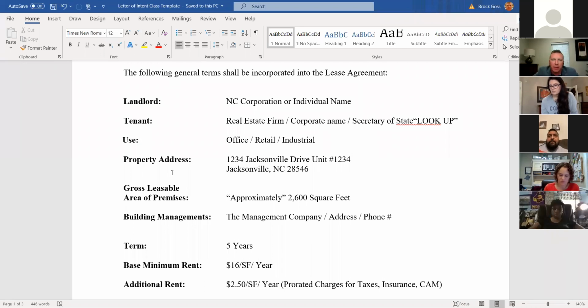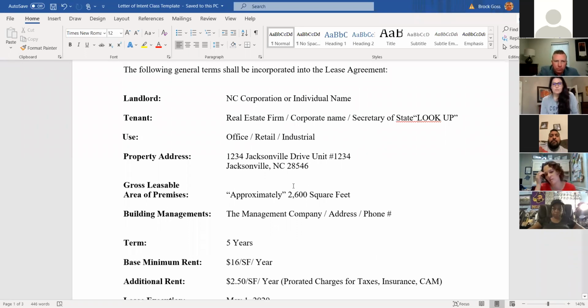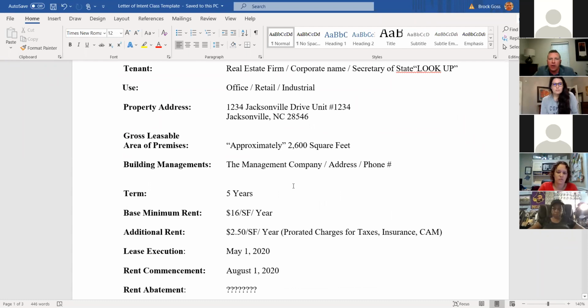Obviously, you want to identify the property address, and the reason that we're doing it again the second time is if there's a suite number or unit number, this is where you want to add it, okay? The next section is you want to identify gross leasable area of the premises. Okay, and I'm going to call on somebody real quick and ask a question.